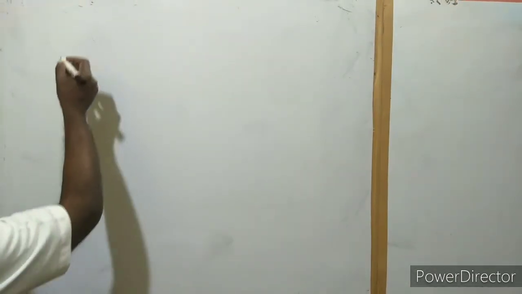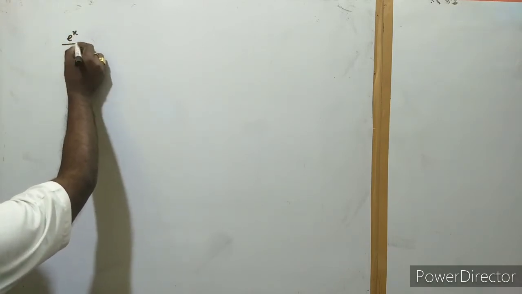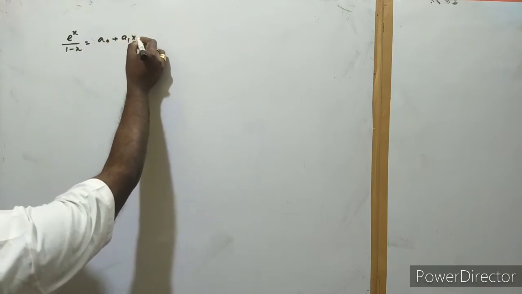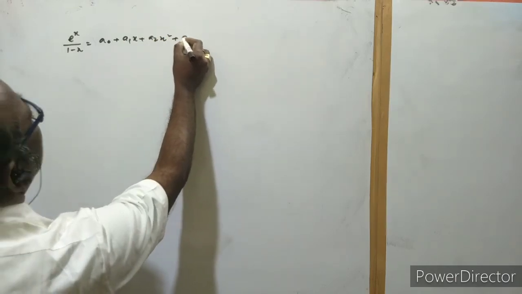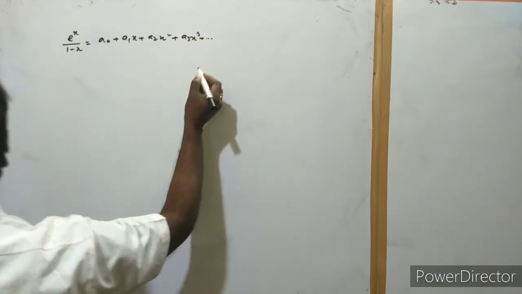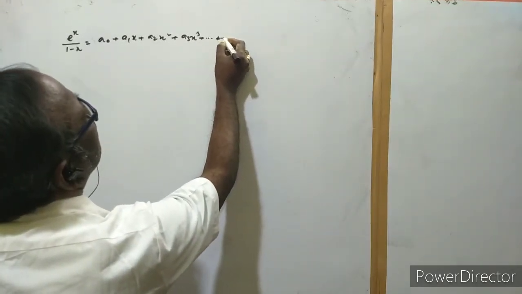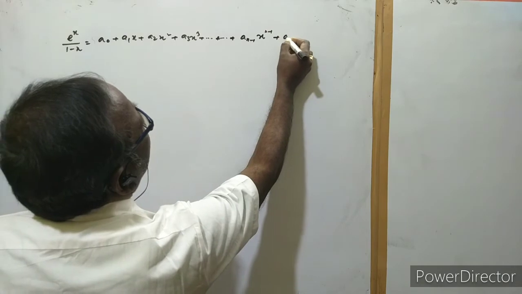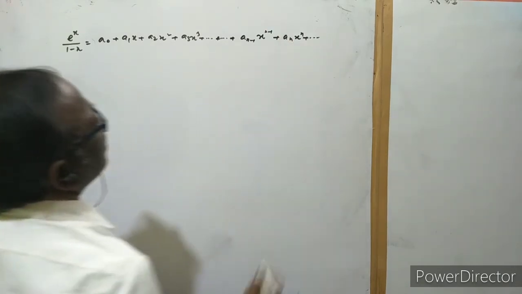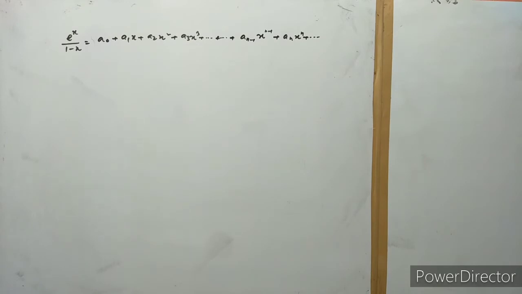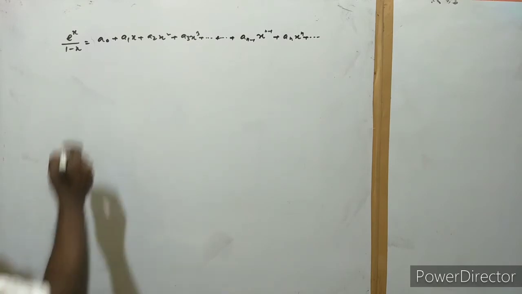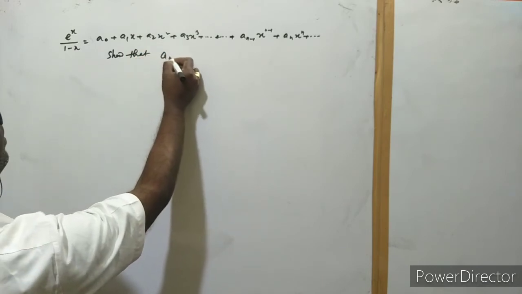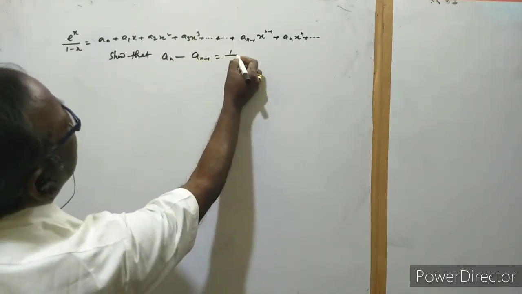Next problem. e to the power x by 1 minus x is equal to a naught, a1 x, a2 x square, a3 x cube, and so on, a suffix n minus 1 x to the power n minus 1 and a suffix n x to the power n, and so on. Then show that a suffix n minus a suffix n minus 1 is 1 by factorial n.